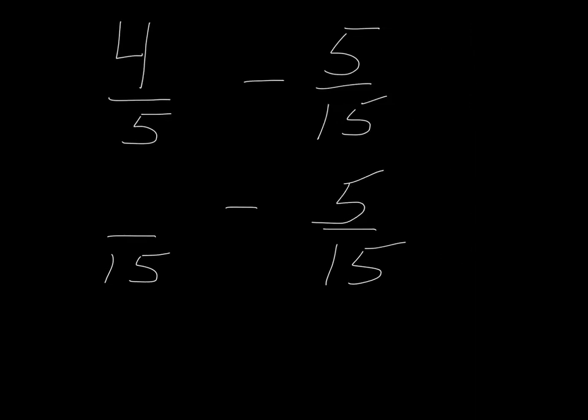The same thing for the other fraction. What did I multiply my 5 by to equal 15? And they don't have to draw the arrows like that. I'm just doing it so you can see it. I multiplied it by 3. So I'll multiply my numerator by 3 because whatever I do to my denominator, I do to my numerator. And now that I have like denominators, I can just subtract: 12 minus 5 equals 7. 7/15 is my answer.